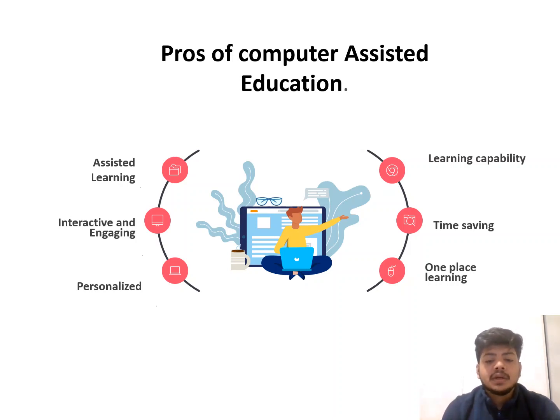Another advantage of computer assisted education is one place learning. Now a student can learn at any place in the world, at any corner of the world, if he wants to learn there. So these are a few advantages of computer assisted education which are making an impact on our daily life.